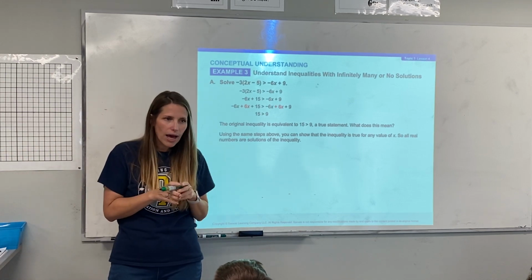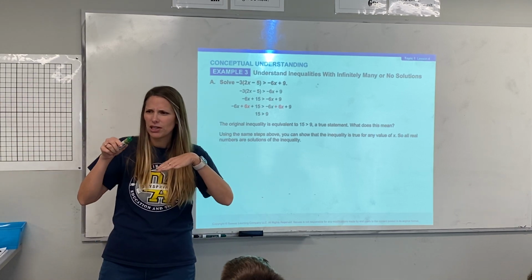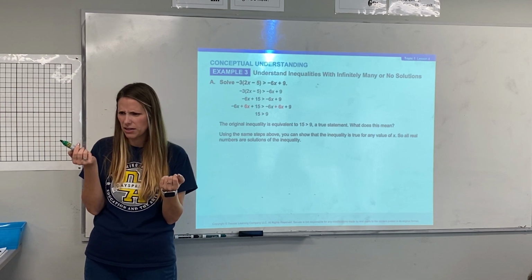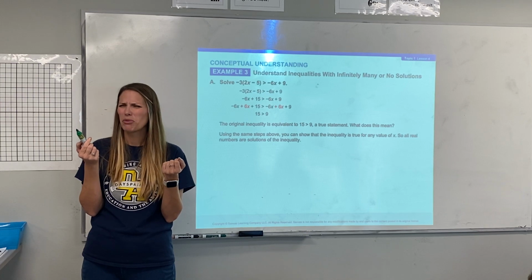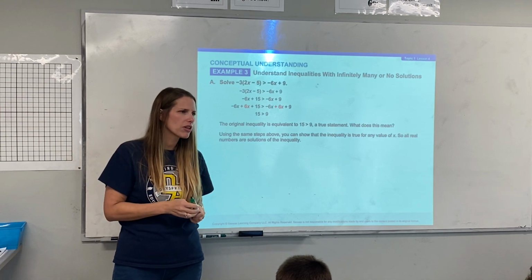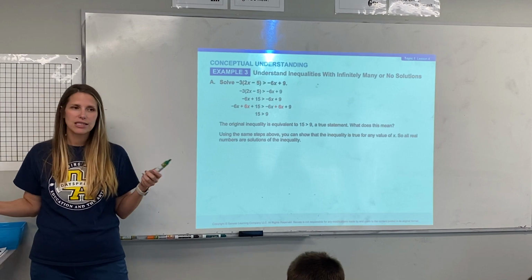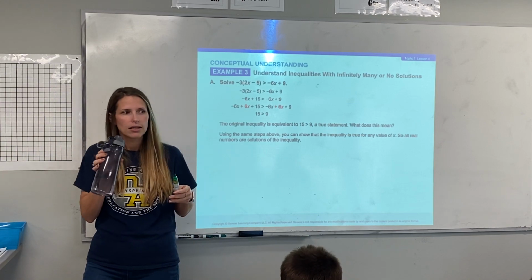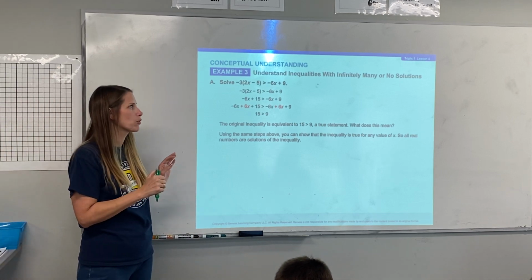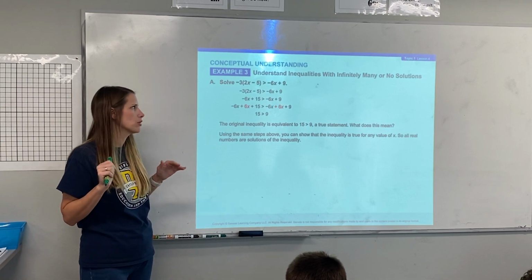Then we also had a situation where we would end up canceling out our x values, and then we'd get something that says like 5 equals 8, and we're like, nah, that's not true. So what does that mean for the value of x? No solution. Now, inequalities, just like I said, they're very similar to equations. And we are going to explore the world of infinitely many solutions or no solutions today.